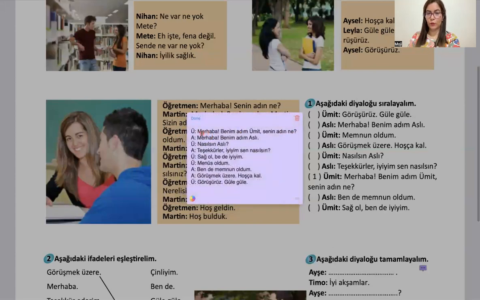I'll read this from the beginning. Ümit. Merhaba, benim adım Ümit. Senin adın ne? Aslı. Merhaba, benim adım Aslı. Ümit. Nasılsın Aslı? Aslı. Teşekkürler, iyiyim. Sen nasılsın? Ümit. Sağ ol, ben de iyiyim. Ümit says, memnun oldum. Aslı says, ben de memnun oldum. Aslı says, görüşmek üzere, hoşça kal. Ümit says, görüşürüz, güle güle.